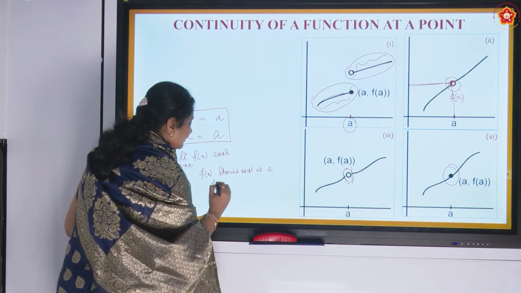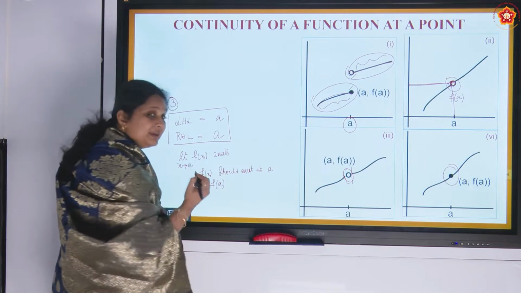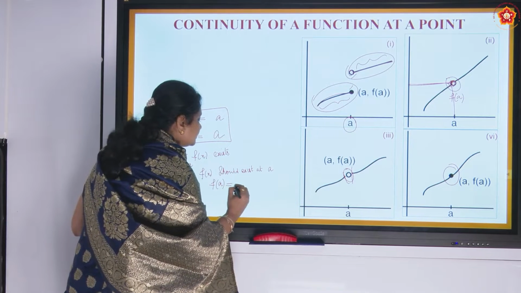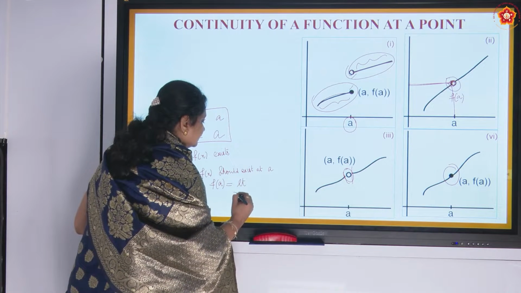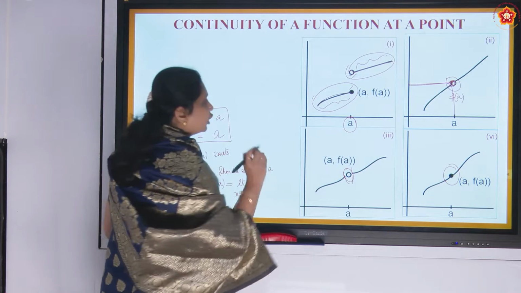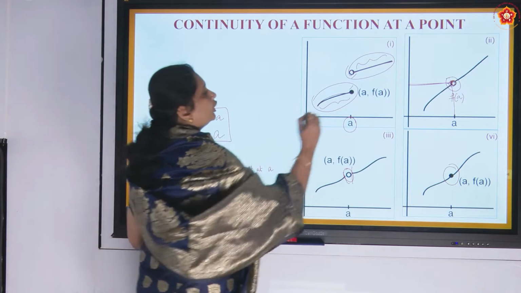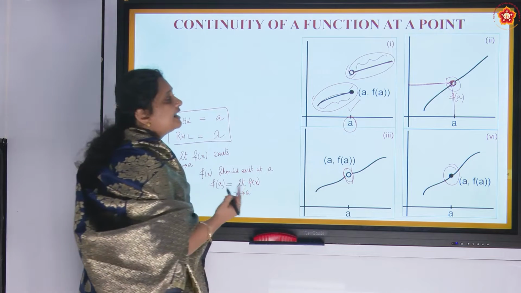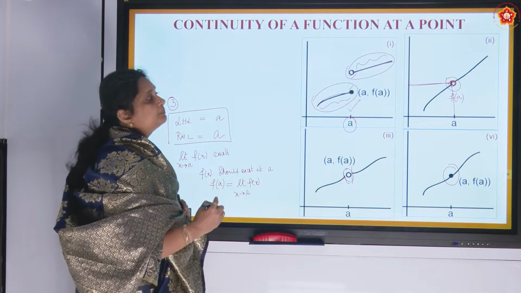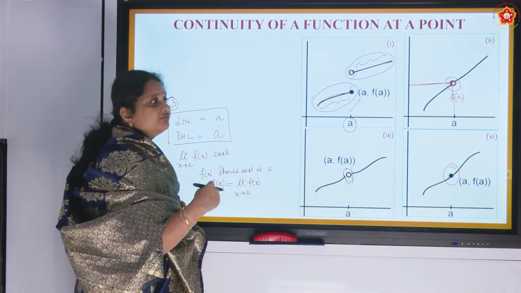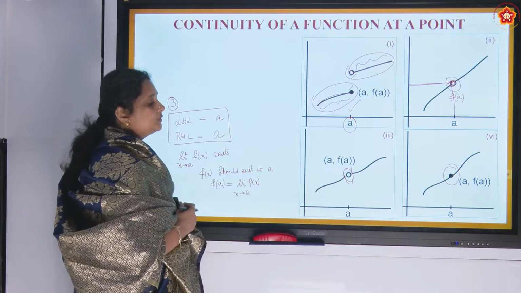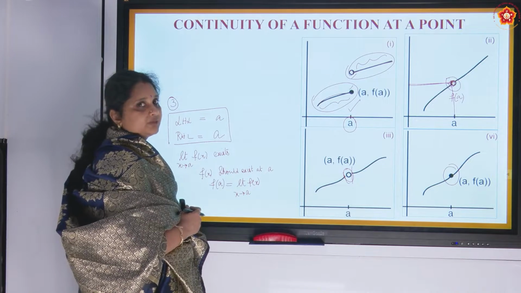Meaning, f of A should be a valid number and that should be equal to my limit of the function at A. If not, it will be like this. The left hand and the right hand limit exist, but unfortunately, the function value is not the same. So then again, it is not continuous.